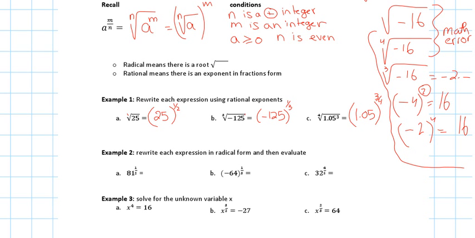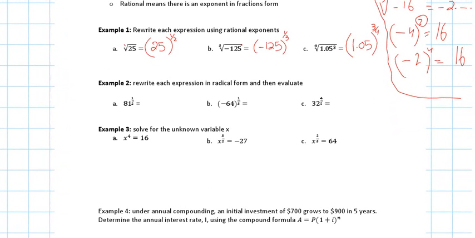Now for this one, we are moving backward. We're writing each expression in radical form. It says and then evaluate, so this question is asking you for 2 things. Number 1, write it in radical form. Number 2, evaluate. So what would be the radical format of this? The square root of 81. What's the square root of 81?